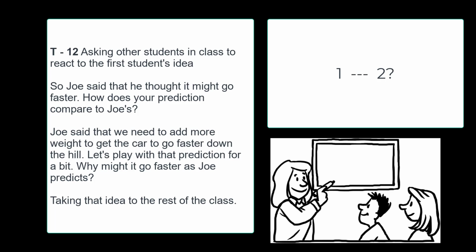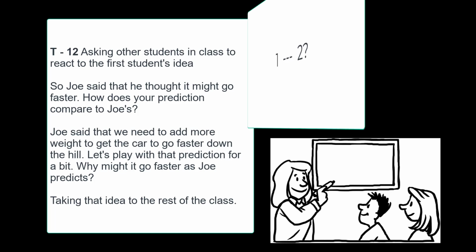So how can we easily remember that T12 is taking a student's idea and using it with the rest of the class? Well, just like T11 was a 1 and a 1, where we got an answer from a single student, and we went right back to that single student for clarification, T12 is a 1 and a 2. So we take the single student's idea, and then we bounce it off to the rest of the class, which the 2 represents, another student in the class or the rest of the class. So T12 is using a student's idea with the rest of the class.